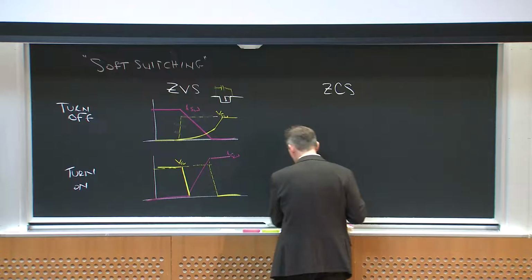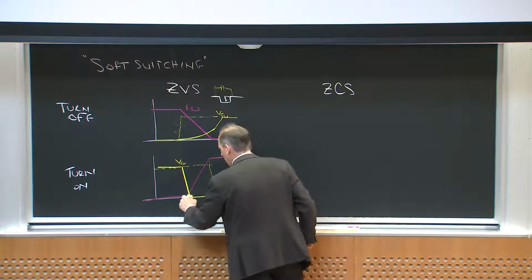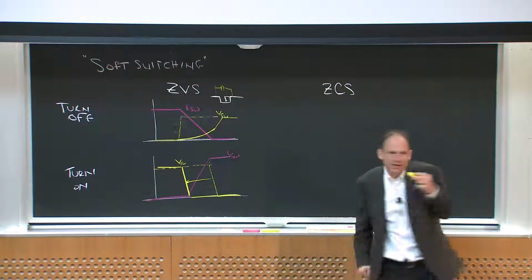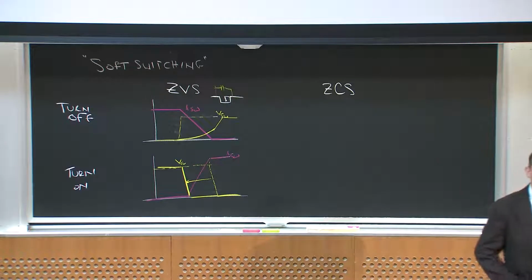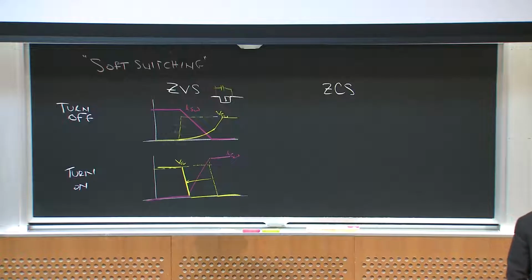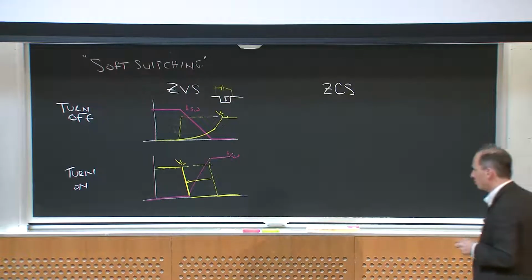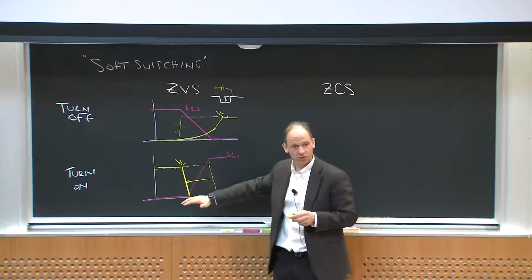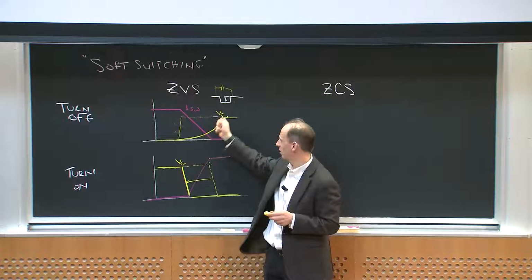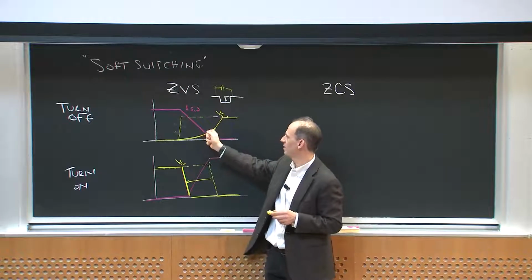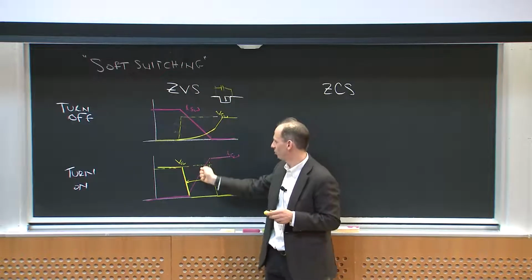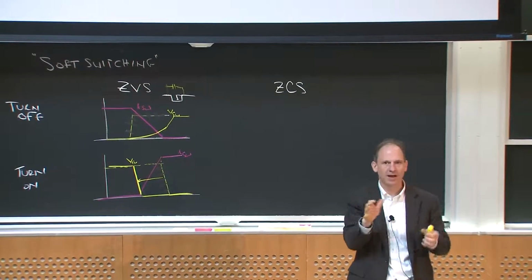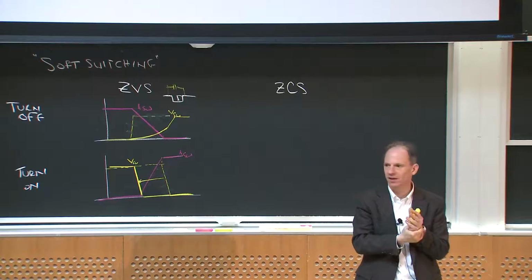Maybe I have a circuit where, somehow through natural action of the circuit, the voltage goes to 0, and then I can turn the switch on with no voltage across it, and then I get no overlap. Okay? So zero voltage switching, either on or off, is arranging the switching operation such that I move the voltage around in a way that gives me little overlap between voltage and current at the transition. And we'll talk about how you might do that, but that's the idea. Any questions?